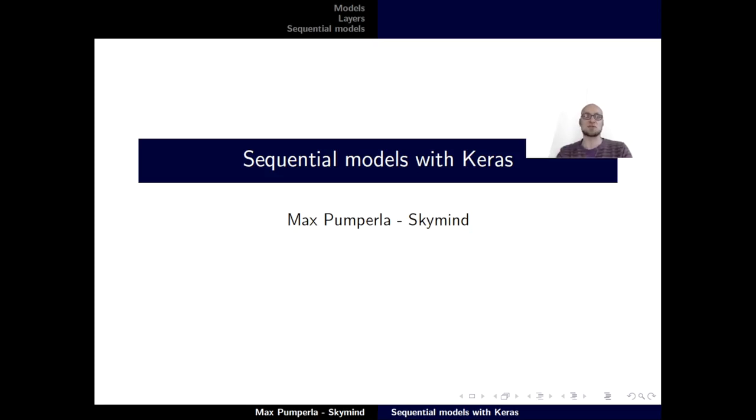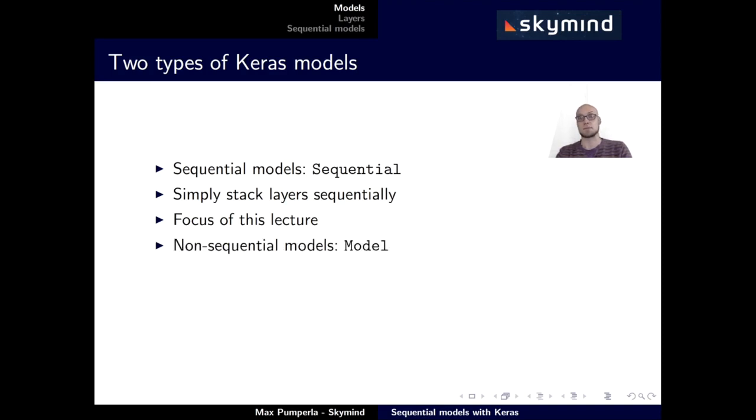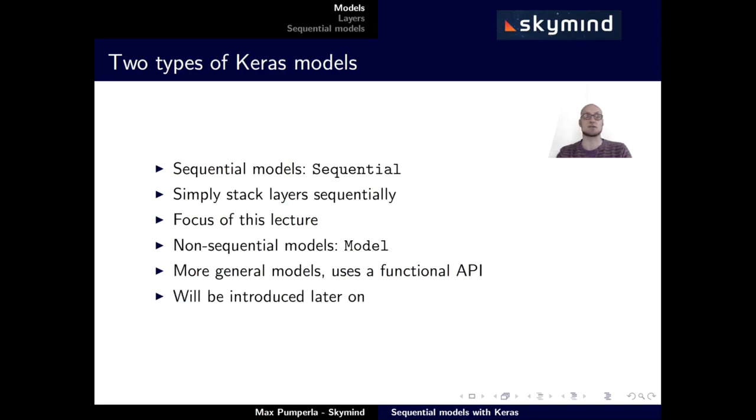In this video, we're going to introduce sequential models with Keras. In Keras, you have essentially two types of models available. One is called sequential, and you use it to define sequential models, meaning you simply stack layers one by one sequentially. And this is the focus of this lecture. There's another model available in Keras that is mainly used for non-sequential models, and it goes by the name model. Those more general models use a functional API, and we're going to introduce this API later on.